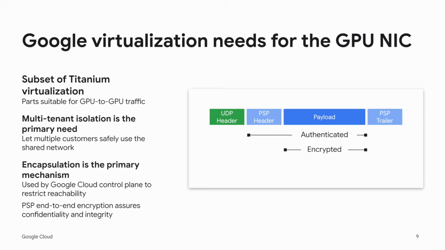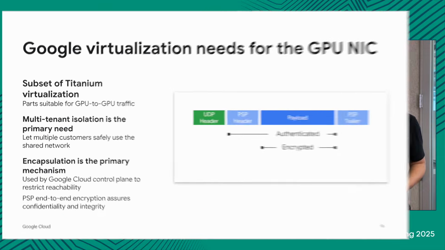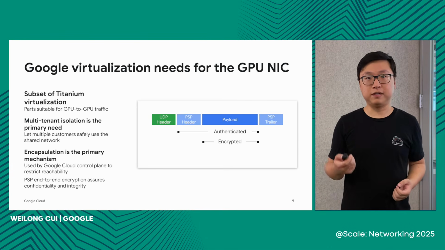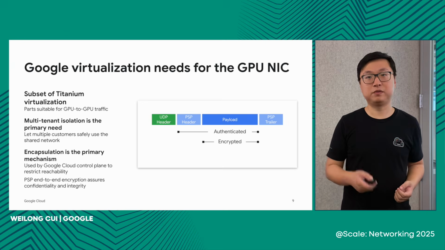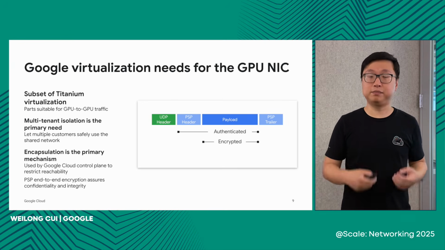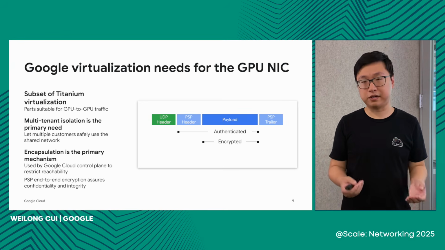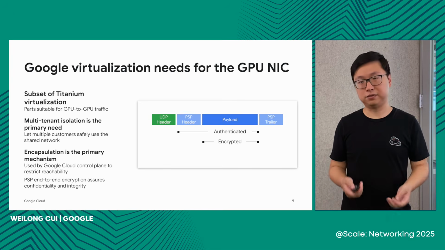So the primary goal for virtualization for this GPU network is to provide multi-tenant isolation, and only a subset of the traditional virtual private cloud features apply to this network because the GPU network is east-to-west only. And the primary mechanism that we use to provide multi-tenant isolation is through encapsulation. And here at Google, we use the PSP security protocol to do this. PSP is an open technology. It provides confidentiality and integrity for all of the packets that flow through this GPU network.